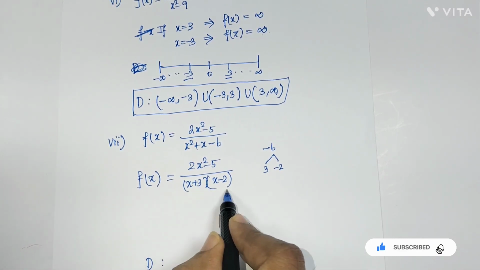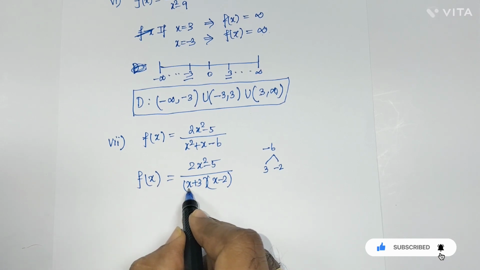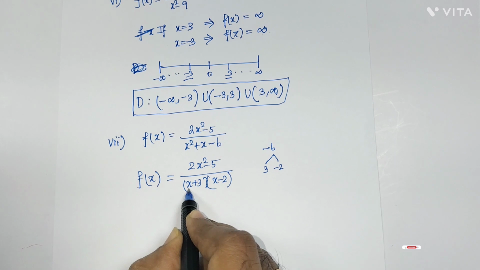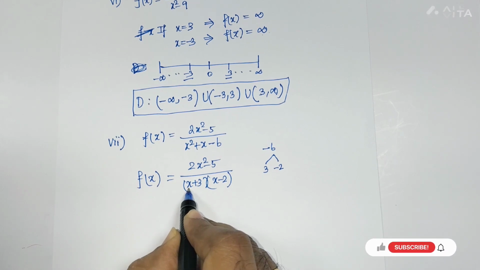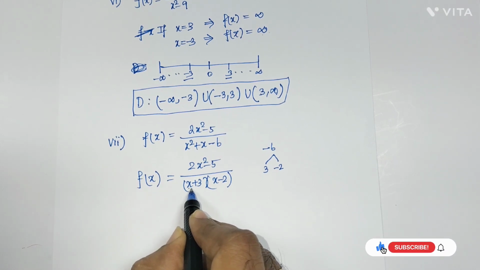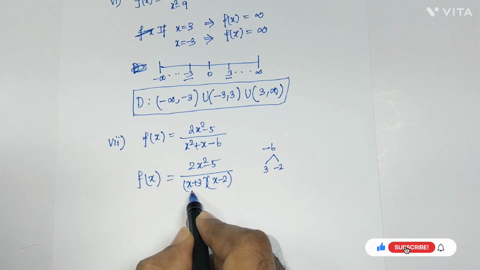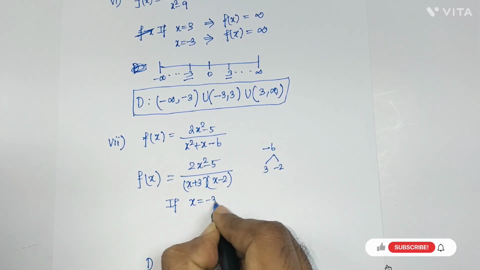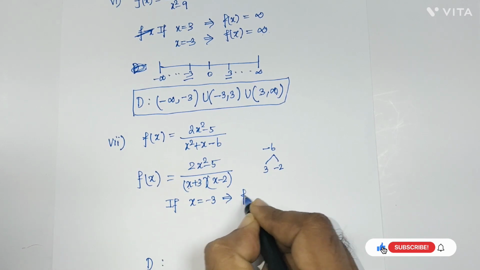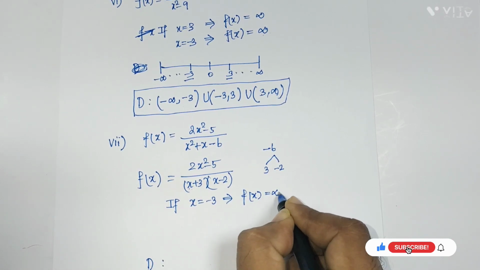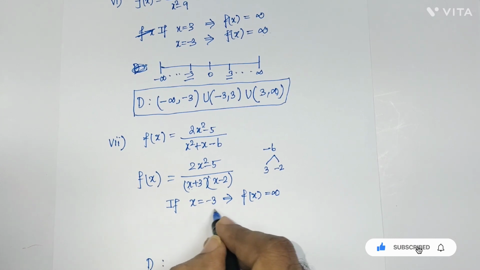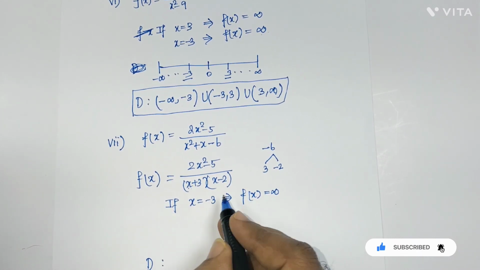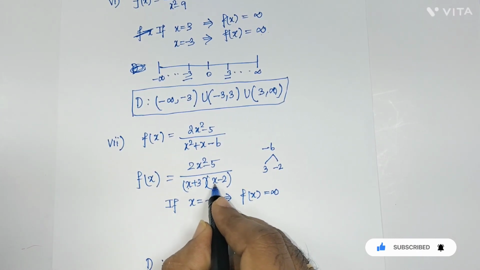What is our domain? Before finding the domain, see here you will have x plus 3 and x minus 2. Suppose here I am substituting minus 3. What will happen? Substituting minus 3, I will get minus 3 plus 3, 0. Anything divided by 0 will be infinity. So when I am substituting minus 3, I will not get the output. It is infinity. We have to eliminate this exact number minus 3 from the domain.